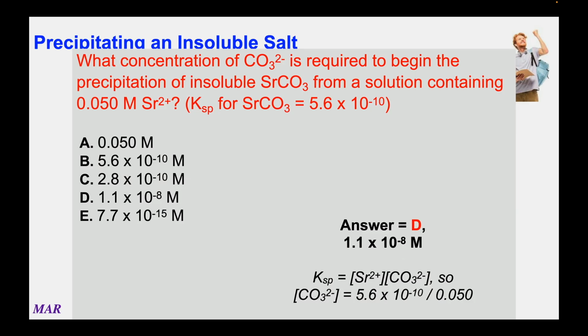So what this looks like, KSP equals strontium times carbonate. Carbonate is what we want to solve for. Carbonate is going to equal KSP divided by the strontium ion concentration. And it comes out to be 1.1 times 10 to the minus 8th moles per liter. So again, a very small amount of carbonate will be needed to begin precipitation of strontium carbonate. And if we push that carbonate level a little higher, we'll start to lower that strontium level quite considerably.